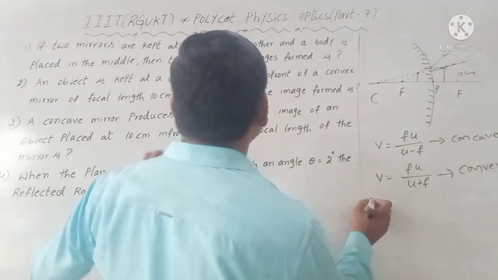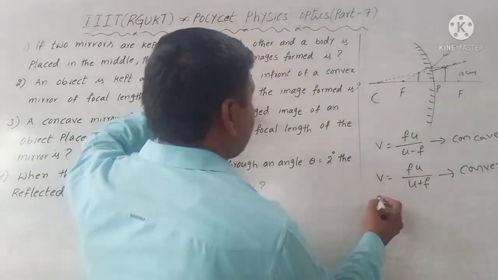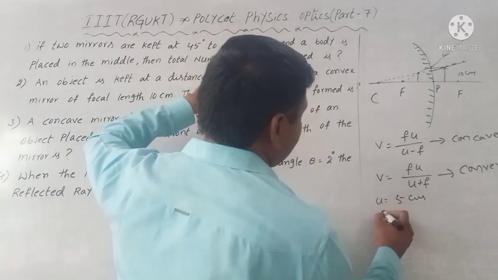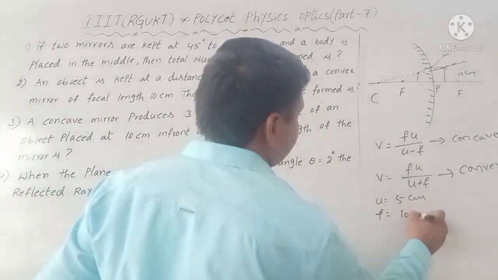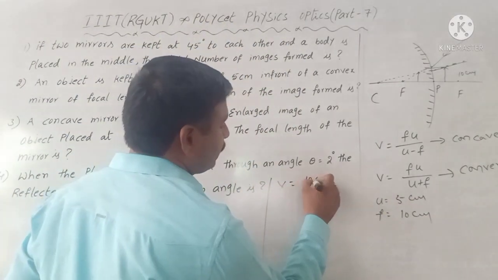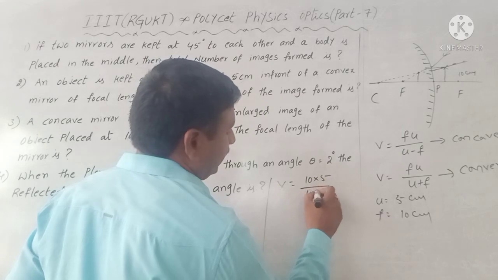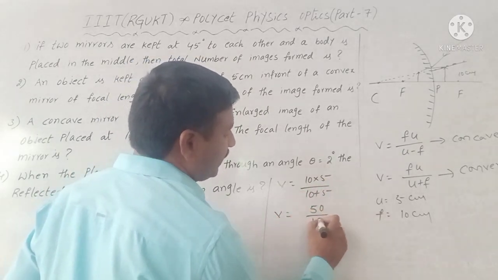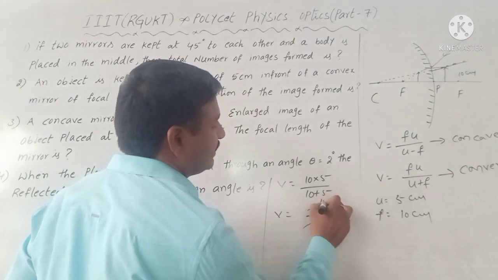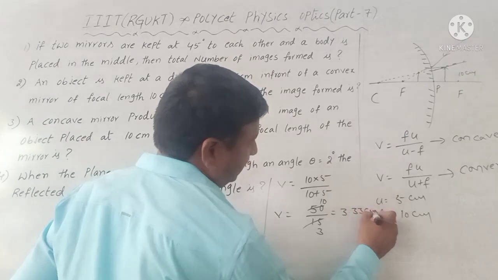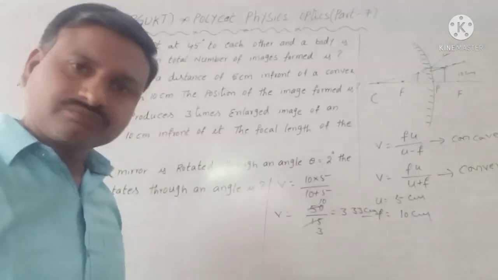So, formula substitute this. Given values: U is the object distance, equal to 5 centimeter, and F is equal to 10 centimeter. Then substitute: V is equal to 10 into 5 by 10 plus 5. Then V is equal to 50 by 15. 5 3s are 15 and 5 10s are 50. That means 10 by 3, which is 3.33 centimeters. The image is formed.